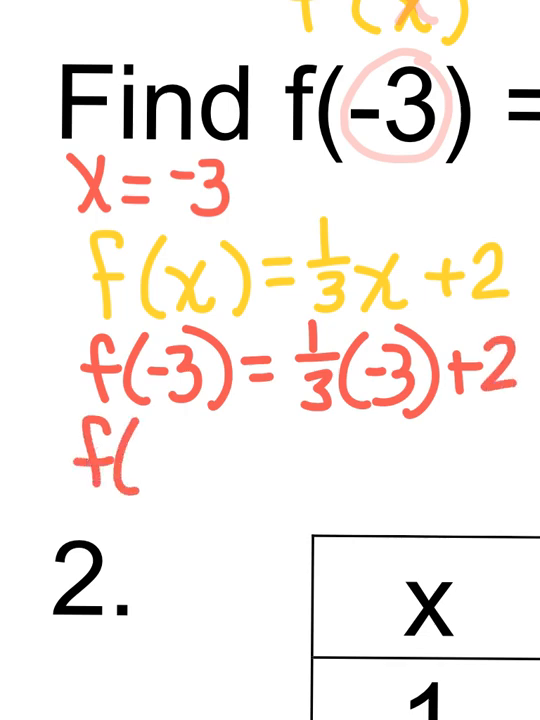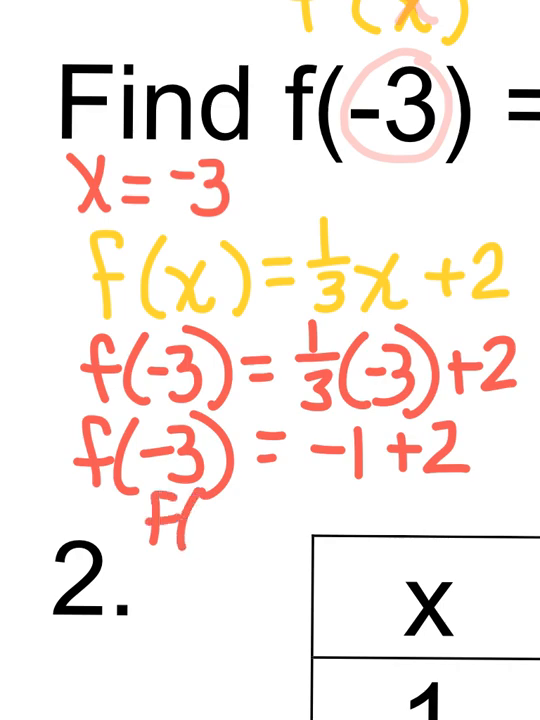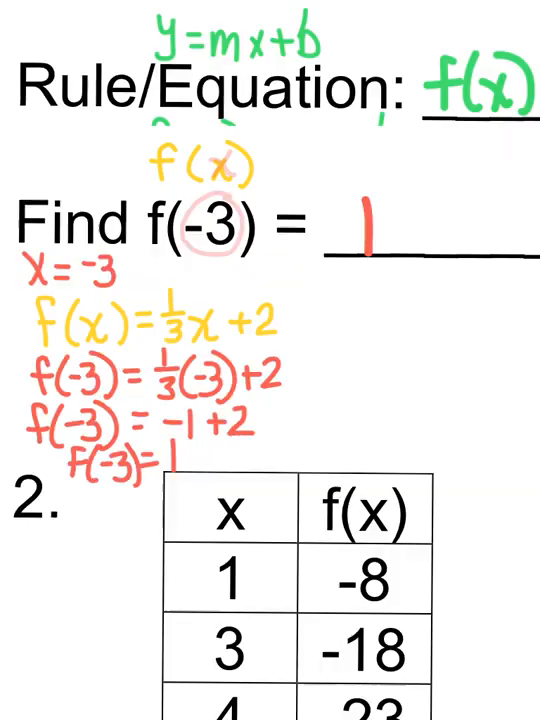So f of -3 is equal to 1/3 times -3, which is -1, plus 2. So f of -3 is equal to 1. To reiterate, when the x is -3, the y value is equal to 1.